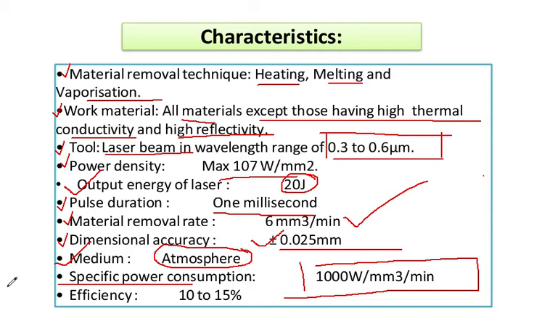And efficiency is obviously less, between 10 to 15%. The efficiency is not too high. But still we prefer this particular process because some machining which cannot be done through any other process, we basically prefer to go with laser beam machining. Though the cost is very high, because the laser cost itself is so high, its experimental setup cost is also high. And next, the maintenance cost is also associated with this particular product.